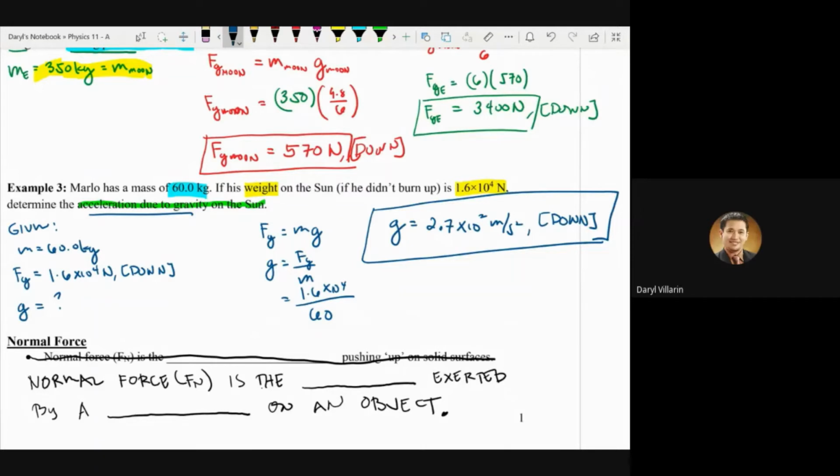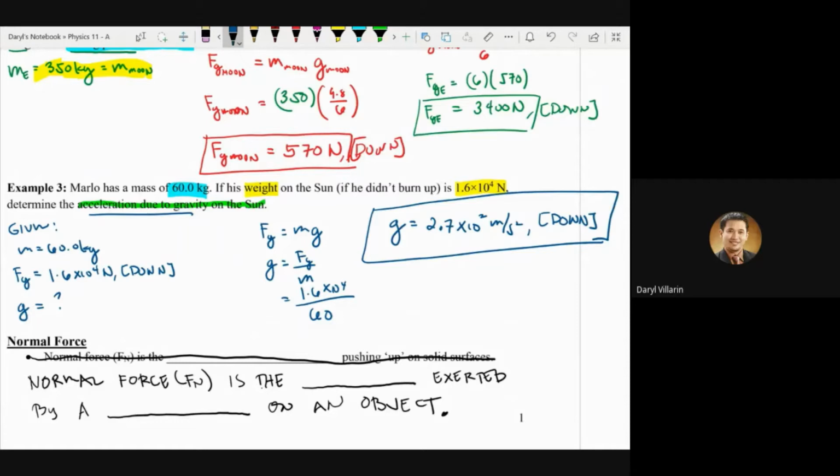Well, that is also expected because the sun is much more massive compared to the Earth. So 270, that's around how many times? 30 times more than 10. Yep, around 30 times the acceleration on Earth. Again, that is to be expected because the sun is quite massive.